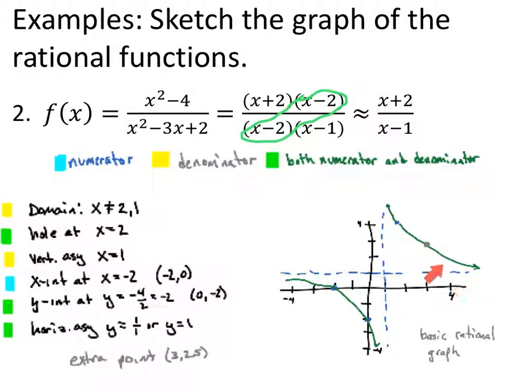And then I need to know a little bit more about this part of the graph, so I just use an extra point, (3, 2.5). It's a basic rational graph that has been shifted a little bit, both right and up.